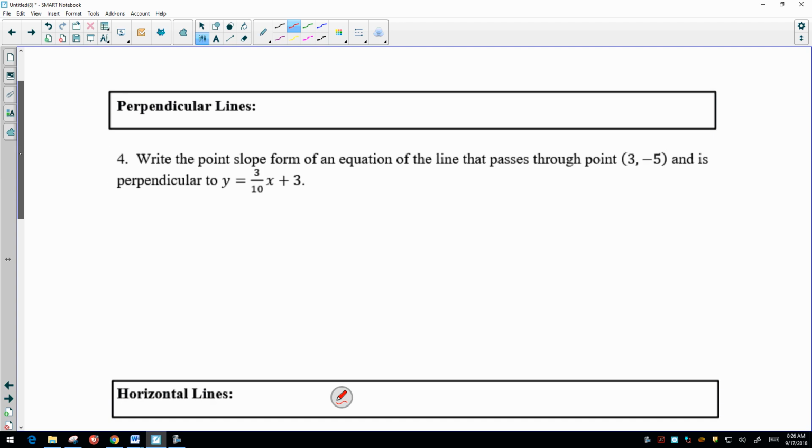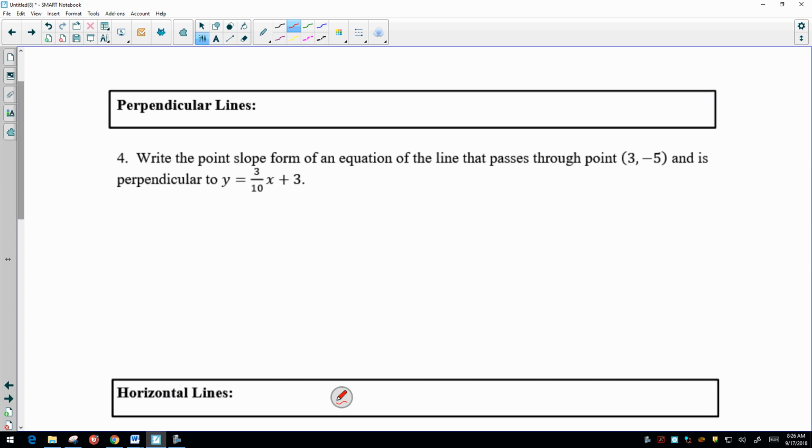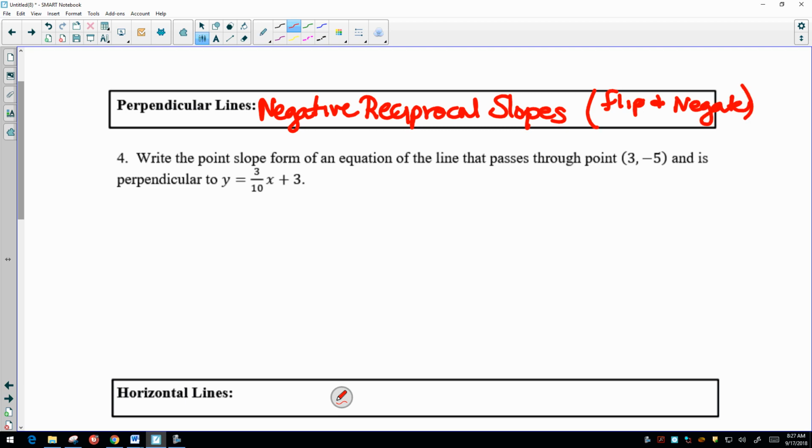If we look at perpendicular lines, we want to think, well, they have what's called negative reciprocal slopes. Okay, so that's a fancy way to say basically, you find your slope and you want to think flip and negate. Okay, so again, writing the point slope form. So that's telling me the formula that I'm using to begin with of an equation of a line that's passing through this point. So again, here's my x1 and my y1, and is perpendicular.